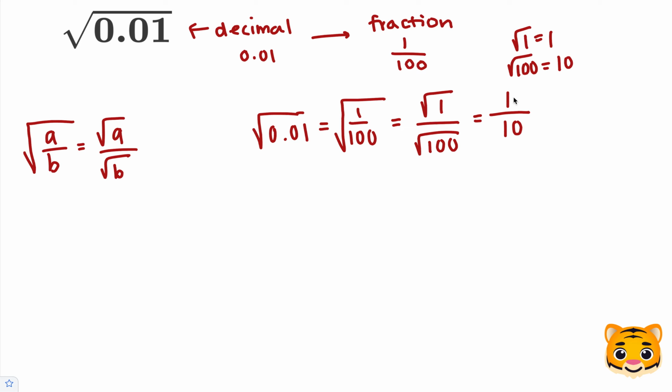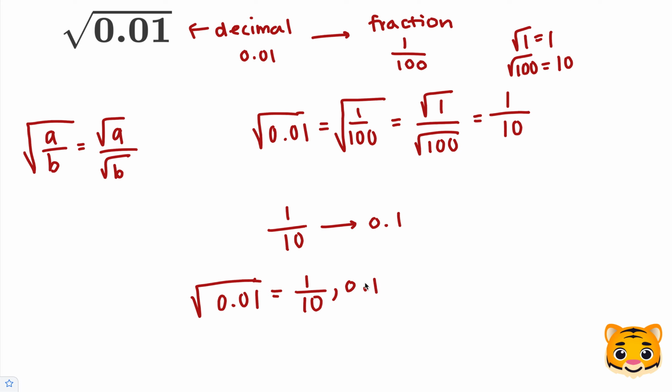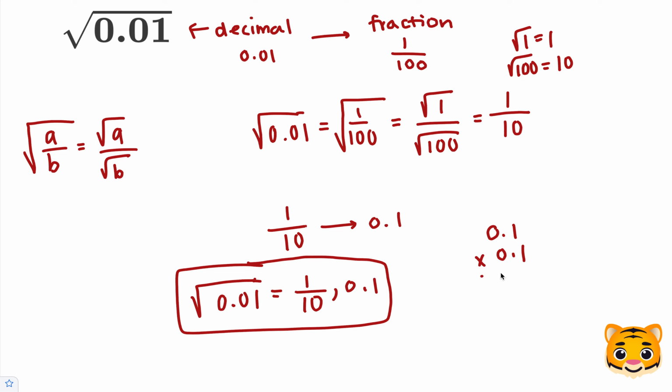Now we've written our answer as 1/10. 1/10 could also be written as 0.1 if you want to put it in decimal form. So to answer our question, the square root of 0.01 is equal to 1/10 or 0.1. This is our solution. Now to check our answer, we can multiply out 0.1 times 0.1.